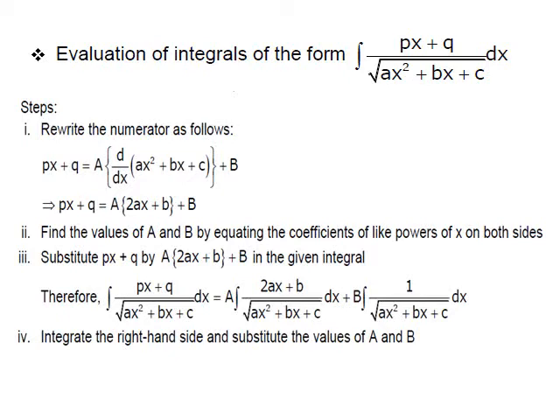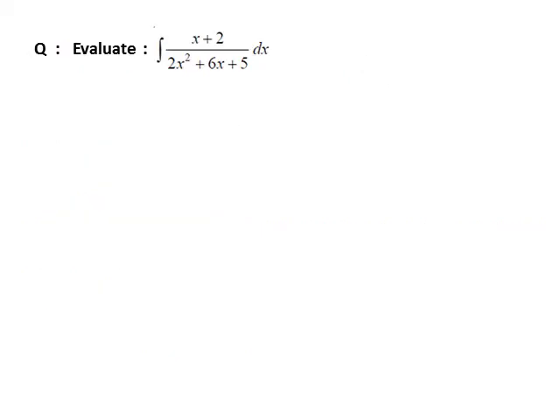Let's discuss some questions. First question, evaluate integral of x plus 2 upon 2x square plus 6x plus 5 with respect to x. In this question, x plus 2 is linear expression and 2x square plus 6x plus 5 is quadratic expression. First, we express linear expression equals to a multiplied derivative of quadratic plus b, that is x plus 2 equals to a multiplied derivative of 2x square plus 6x plus 5 plus b.